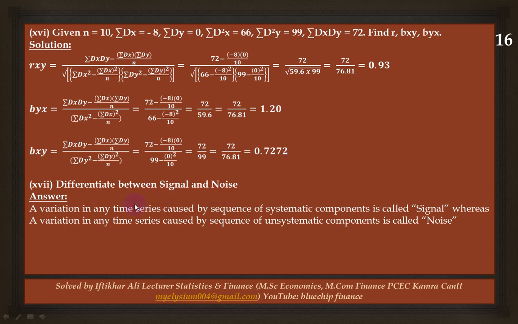Differentiate between signal and noise. A variation in any time series caused by a sequence of systematic components is called signal, whereas a variation in any time series caused by a sequence of unsystematic components is called noise.